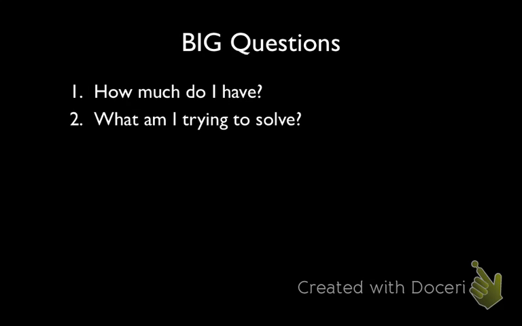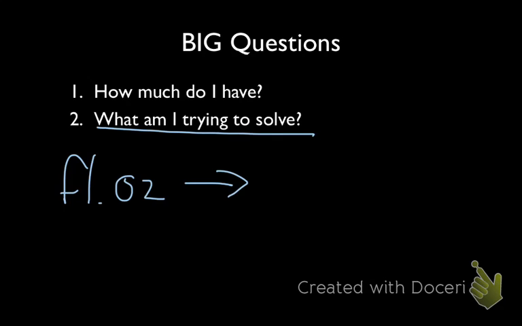When we're solving word problems, we really want to ask ourselves two big questions. The first is, how much do I have? And the second is, what am I trying to solve? When we're working with unit conversion problems, essentially what we're trying to solve is how to write one unit, let's say fluid ounces, as an equivalent in another unit, let's say quarts. So if we're working with multiple step problems, our end goal is basically to convert units.